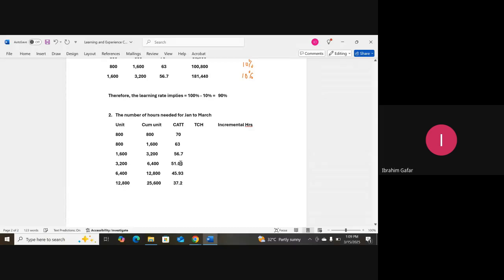Since we already got your learning curve to be 90%, there is no issue. 90% of 70 will be 63. 90% of 63 will be the next one, and 90% of this will be the next one. And this one will now be the TCH. The last one is 41.33.